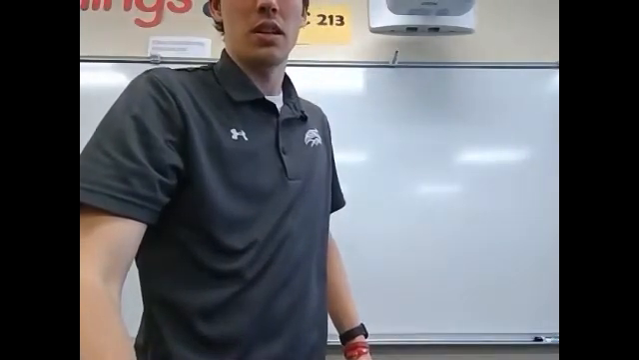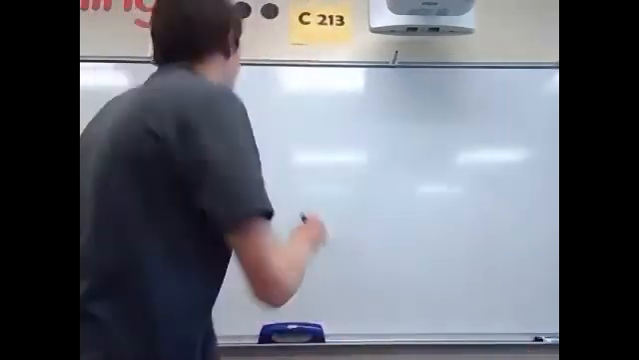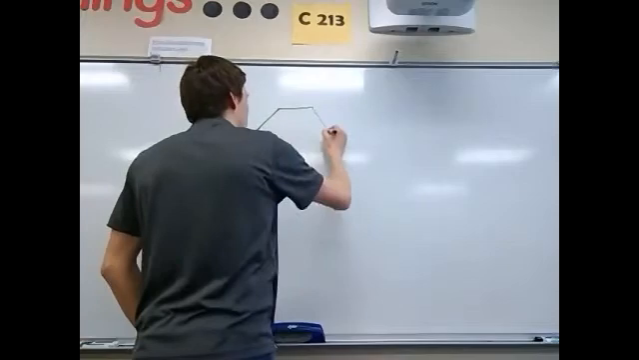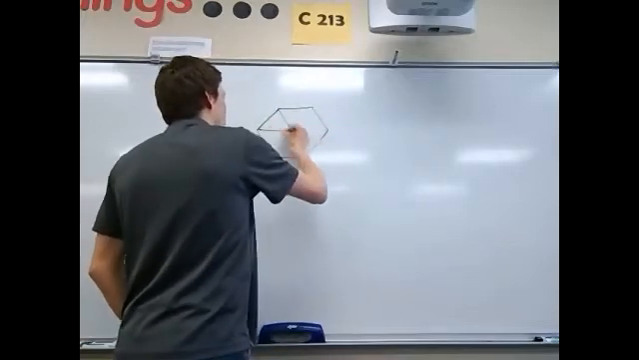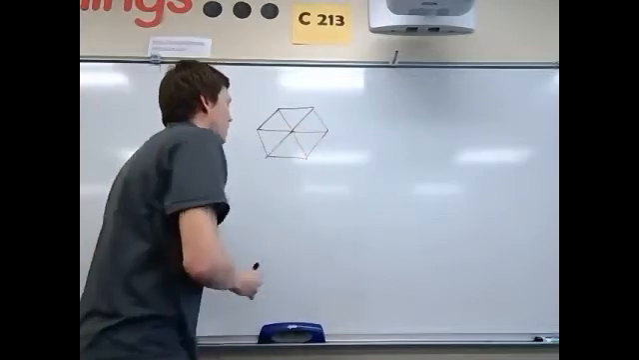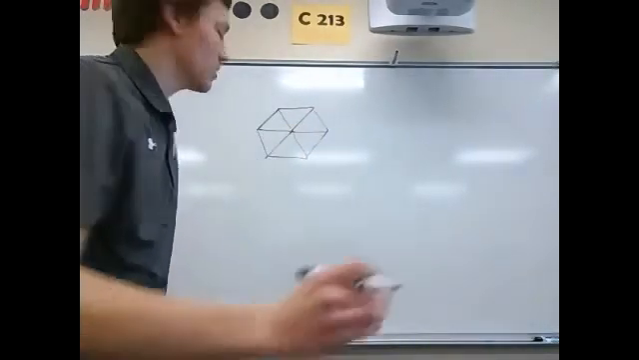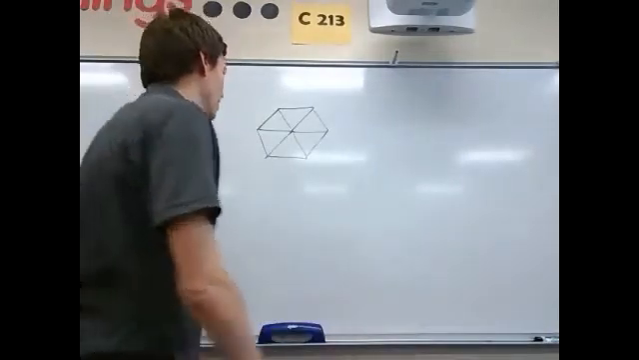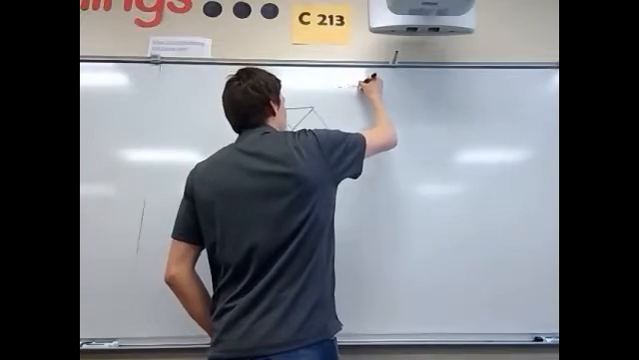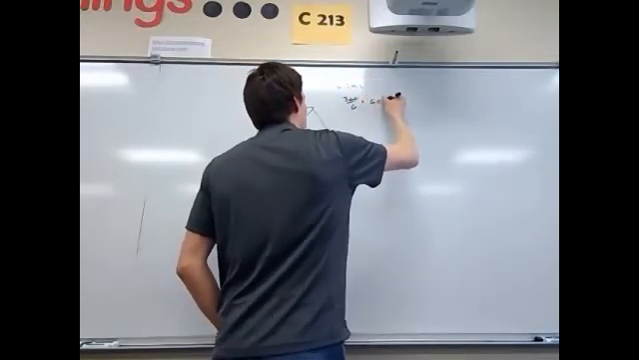On question 7, a hexagon. Okay, we've got to find the area of each of these triangles. Okay, so really similar to what we did yesterday. So this time it's 6 sides. So I take 360 divided by 6, and I get 60.